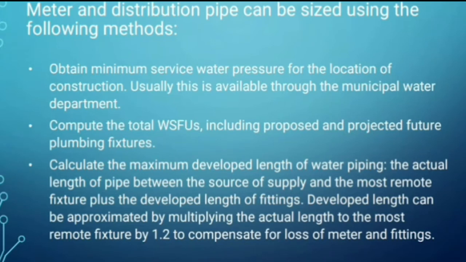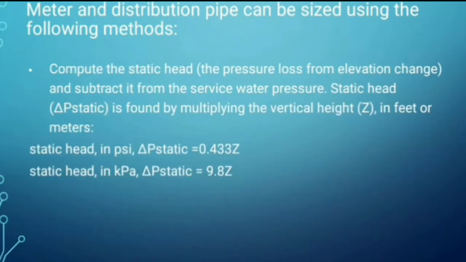Third, calculate the maximum developed length of water piping, the actual length of pipe between the source of supply and the most remote fixture plus the developed length of fittings. Developed length can be approximated by multiplying the actual length to the most remote fixture by 1.2. Compensate for loss of meter and fittings. Meter and distribution pipe can be sized using the following methods.